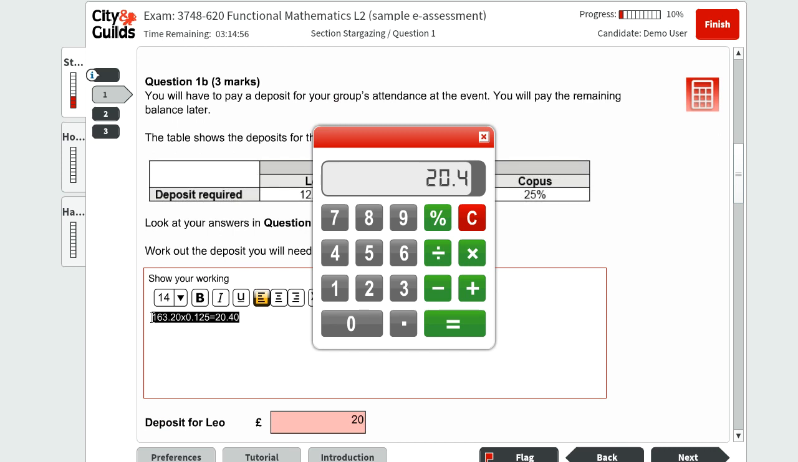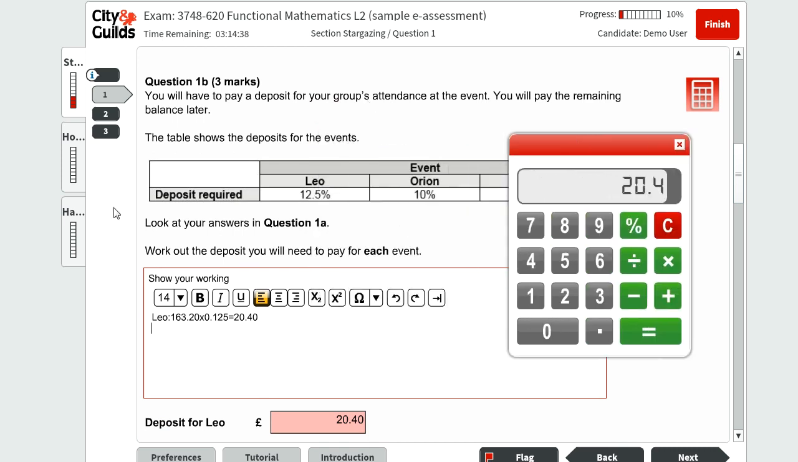You can always edit your show of working if you're used to having it all planned out, and maybe it's easier for you to understand what you're doing. So we have 20.40, 20 pounds 40 pence.